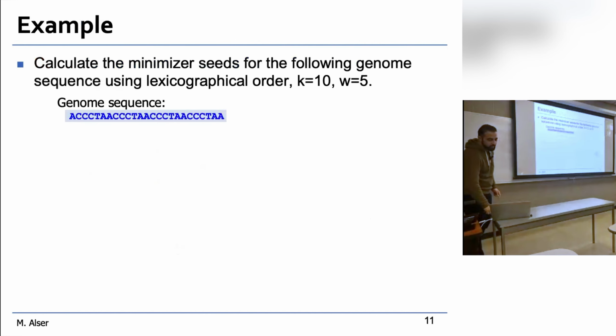Okay. Let's calculate the minimizer seeds for the following genome sequence using lexicographical order. Okay, remember what's lexicographical order? We go with the first character, we sort it alphabetically in ascending or descending order. It's up to you. You could define whatever mechanism you would like to use. Okay, and the K value is 10. Remember, what is K? It's the size of the k-mer, the size of the subsequence that we extract. And W is 5. What is W?